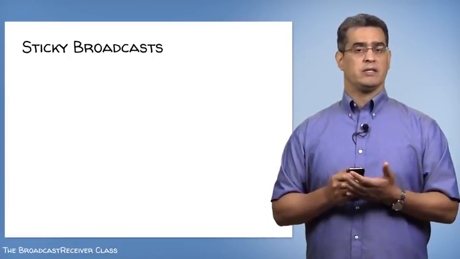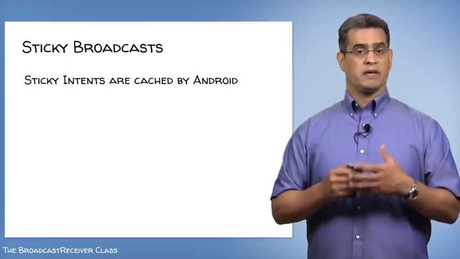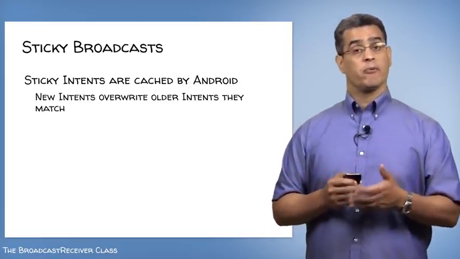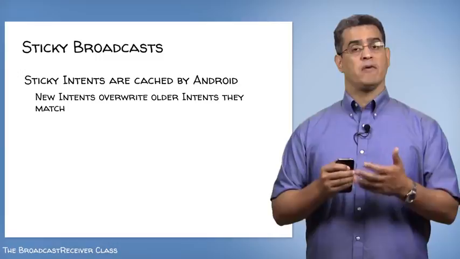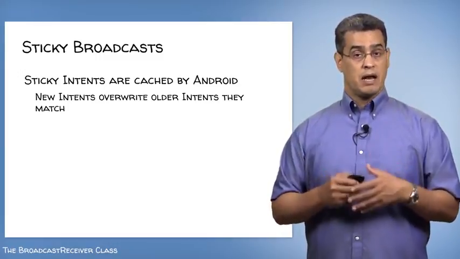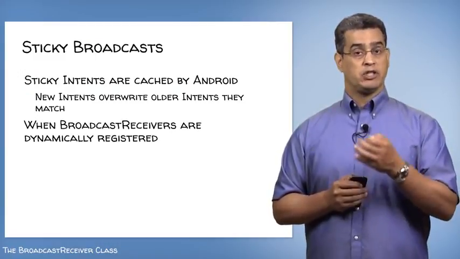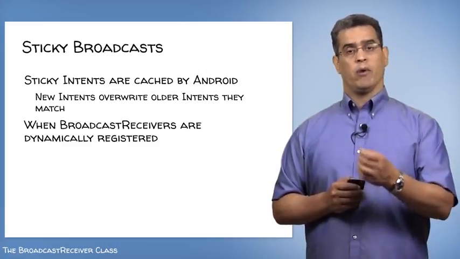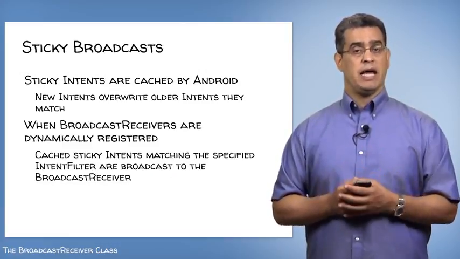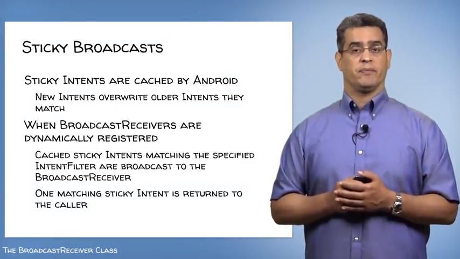So sticky intents are cached by Android, and sticky broadcasts of a given intent overwrite any cached values from previous sticky broadcasts of a matching intent. When a broadcast receiver is dynamically registered, any cached intents that match its intent filter will be broadcast to it. In addition, one matching cached intent will be returned to the caller of registerReceiver.